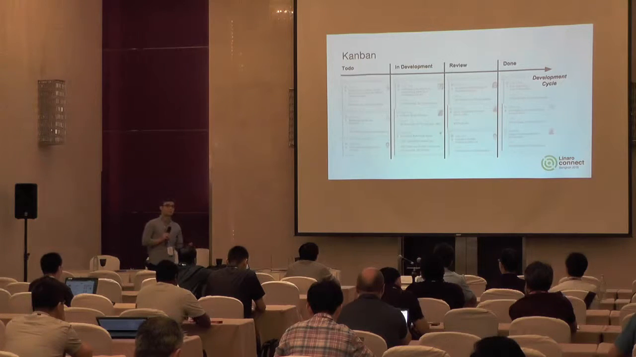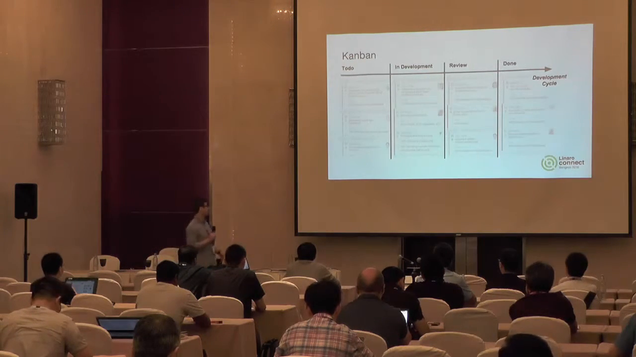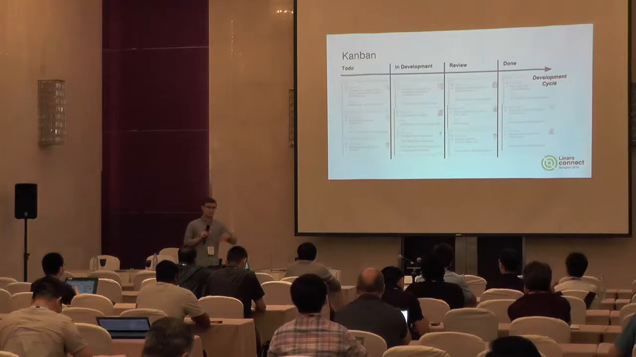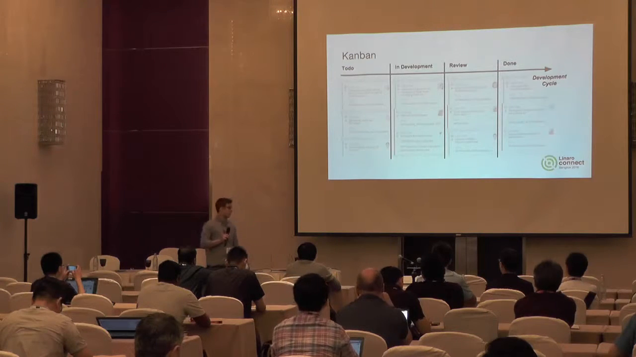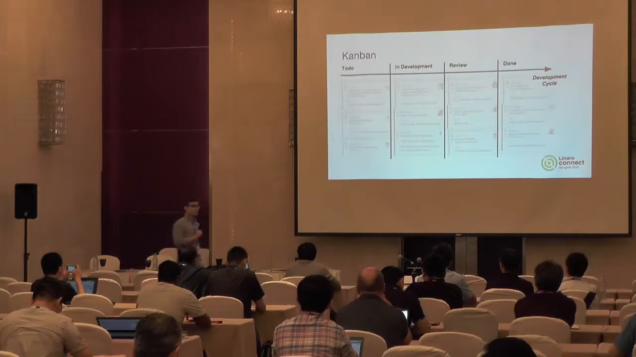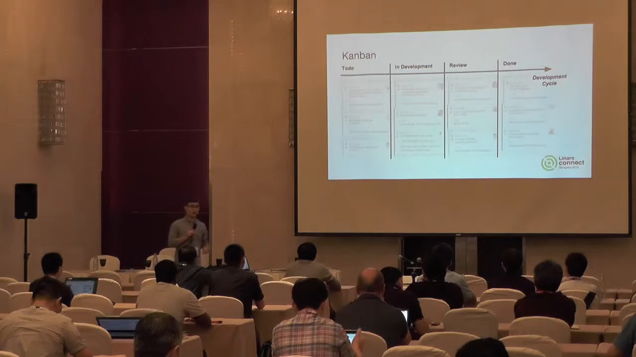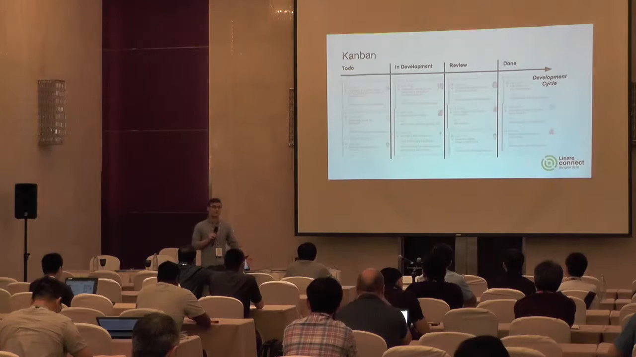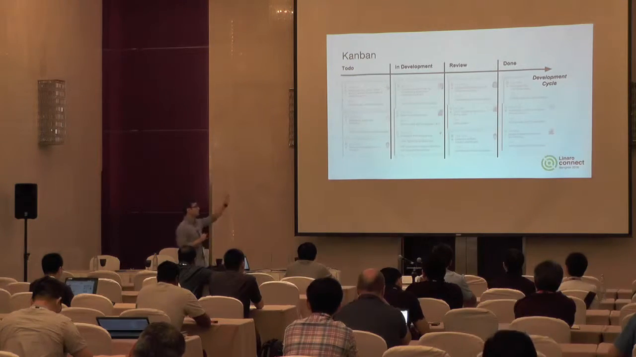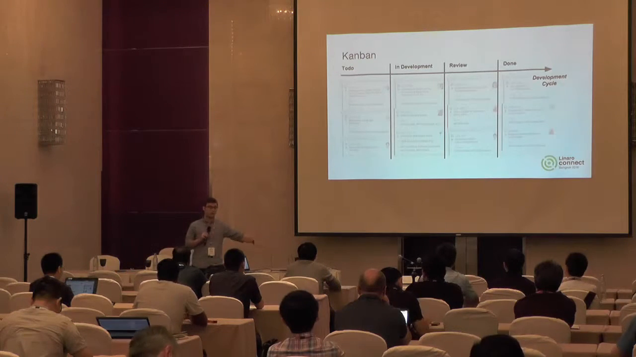Kanban was first introduced in automotive manufacturing plants. It basically splits the work that needs to be done for a task to finish in stages. So for our process, we have a to-do stage. Those are tasks that we plan on working on that haven't yet been started. Then we move into the in-development stage. Those are tasks that we are currently working on.